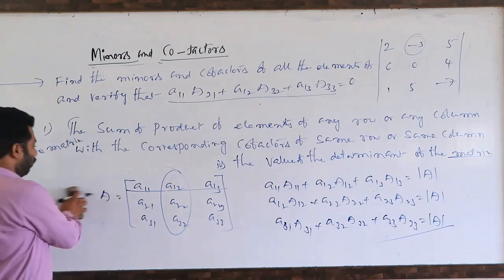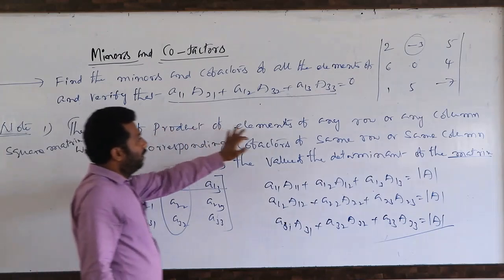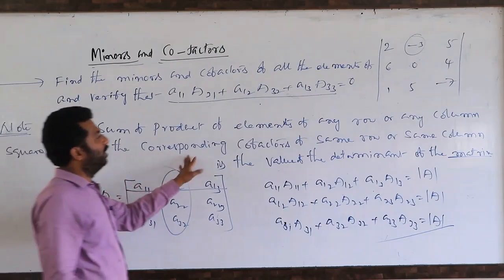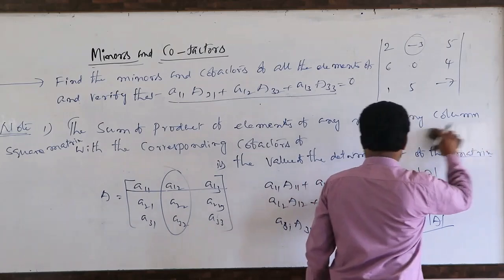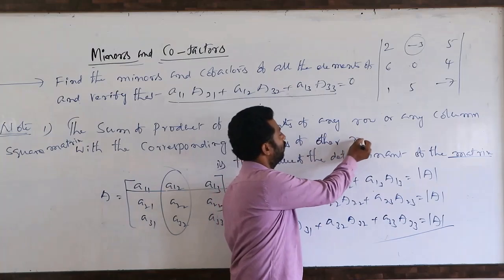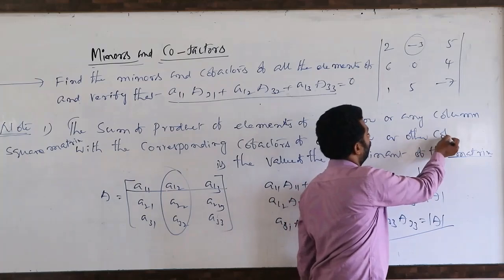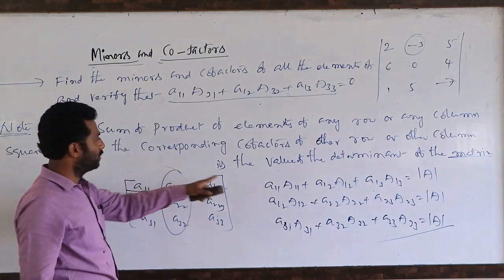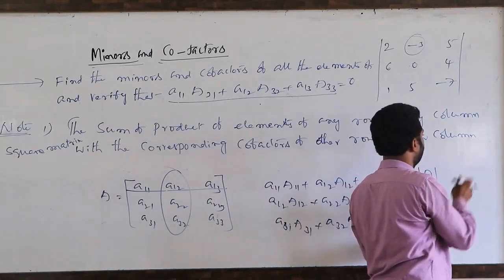Now, one more result. The sum of the products of the elements of any row or any column of a square matrix with the corresponding cofactors of another row or another column is 0.